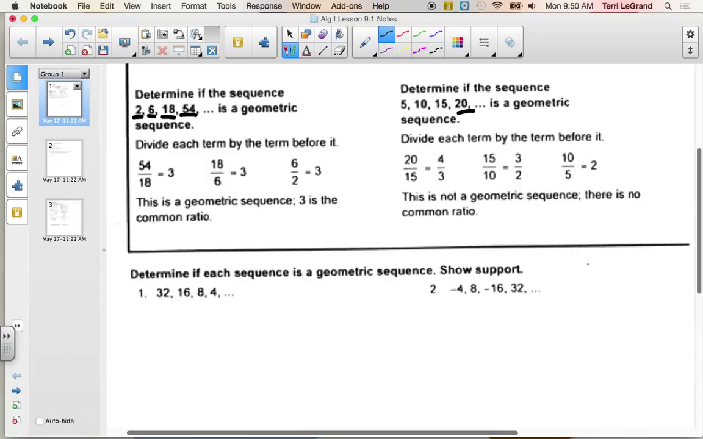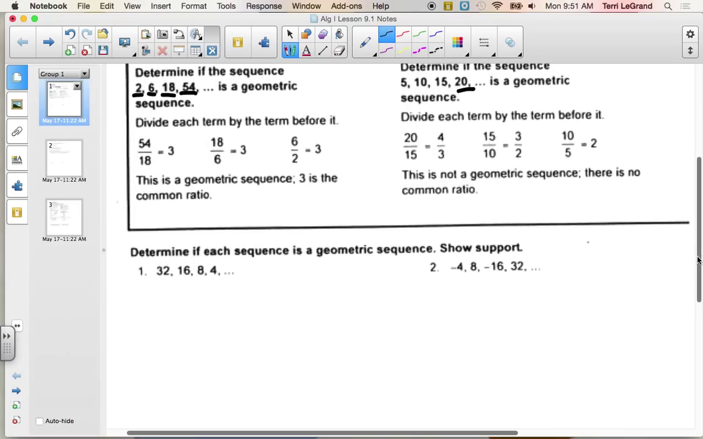What kind of sequence do you think that is, though? It's an arithmetic one, isn't it? Because what happens? 5 is added every time, so this happens to be an arithmetic sequence. But we were just checking to see if it was a geometric sequence, okay?